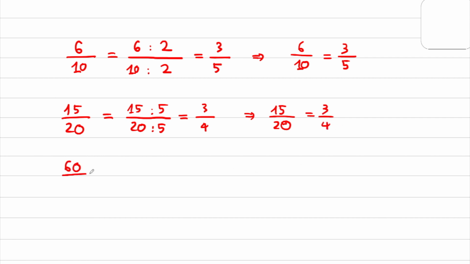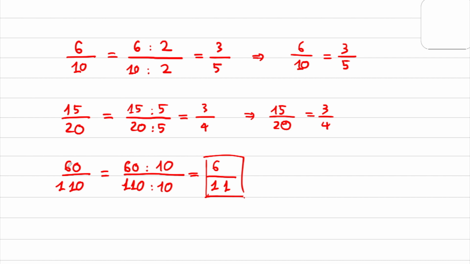Okay, how about 60 over 110? Which number comes to your mind? Both the numerator and denominator are divisible by it. You can see the units place is 0. So I will make 60 divided by 10, and do the same action with the denominator, divided by 10. 60 divided by 10, you get 6. 110 divided by 10, you get 11. So this one is an equivalent fraction with this one, but by division.